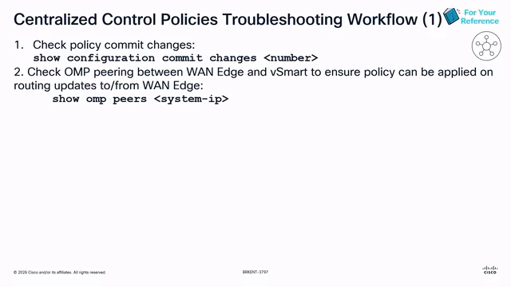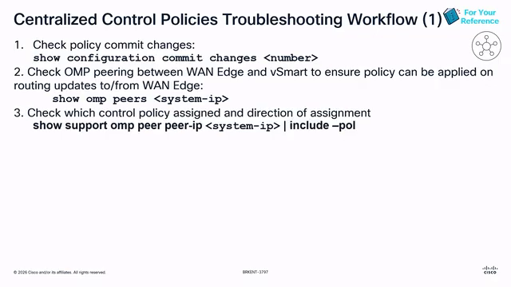But step number 2 is basically to ensure that we have a peering with some routers. If we are processing routing information or T-logs, for example, we need first to ensure that there is a source of this information which needs to be processed by the vSmart controller.